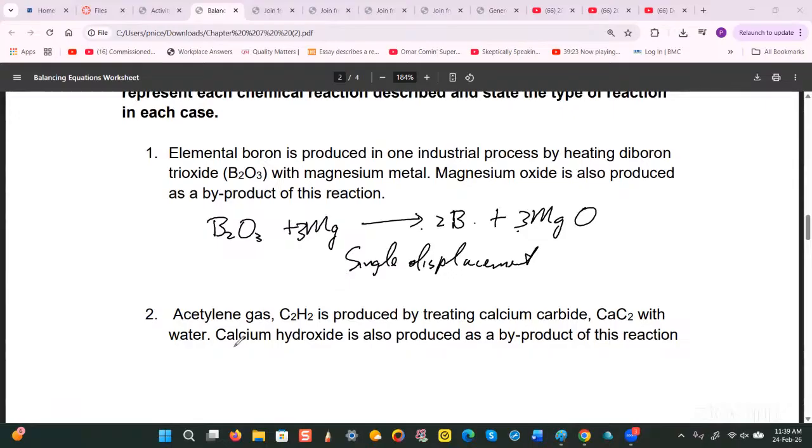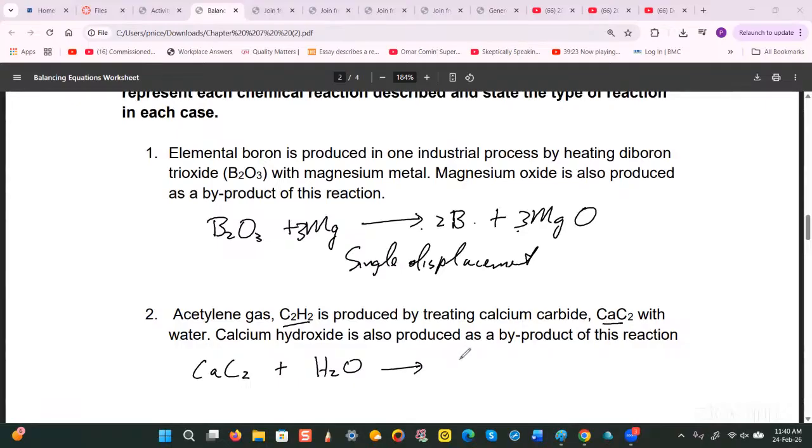Okay, very good. The next one, it says acetylene gas is produced by treating calcium carbide, and it gives you the formulas for both of them, with water. And then it says calcium hydroxide is also produced as a byproduct of this reaction. Okay, so based on the information provided, what will be the reactants in this case? CaC2 is one of the reactants. And what's the other reactant? H2O. And then what will be the products?